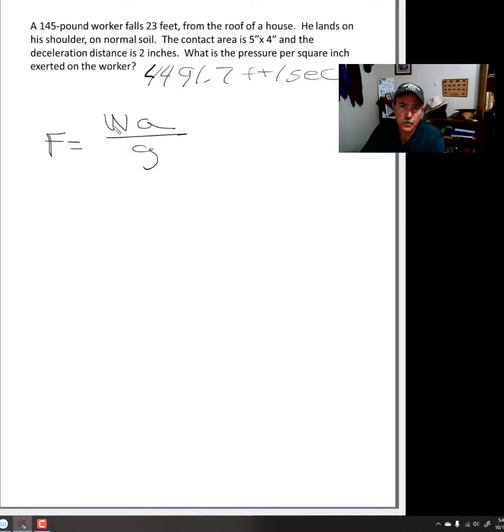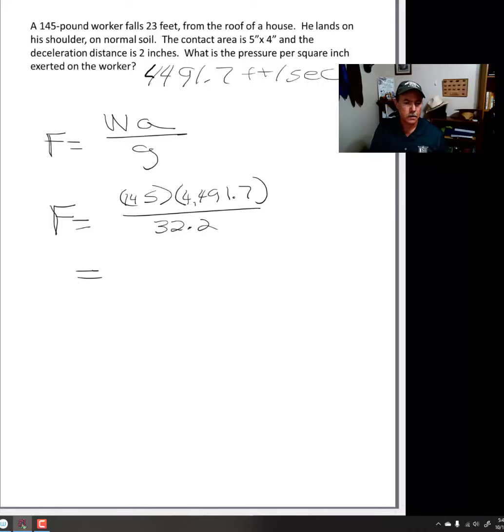Okay, force equals the weight of the worker, or the weight of the object, in this case it's a worker, multiplied by the rate of deceleration and divided by the acceleration of gravity constant, which is 32.2. So let's just go. We've got everything, plug it in. Worker weighs 145 pounds. The rate of deceleration is 4,491.7. Then our acceleration of gravity, G, is 32.2.